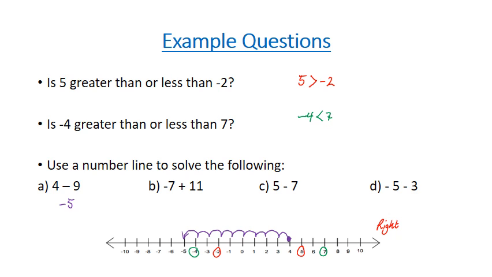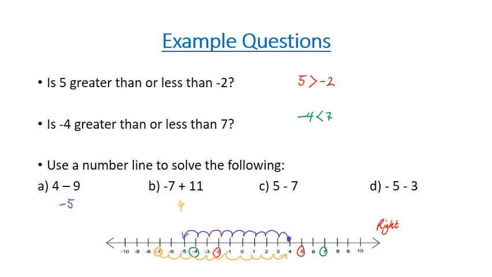The next part it says, all right, -7, and we add 11. 1, 2, 3, 4, 5, 6, 7, 8, 9, 10, 11. We end up at +4, or just 4.